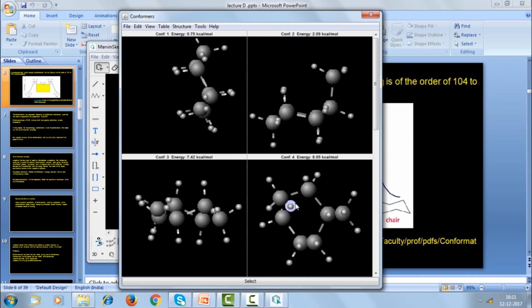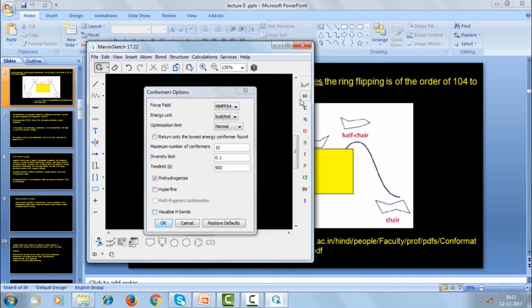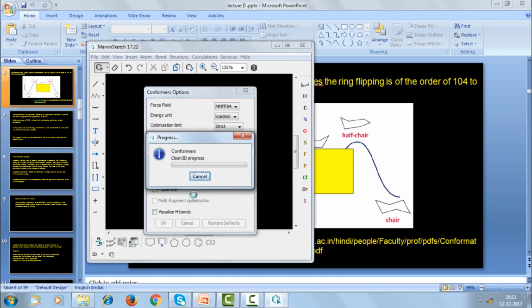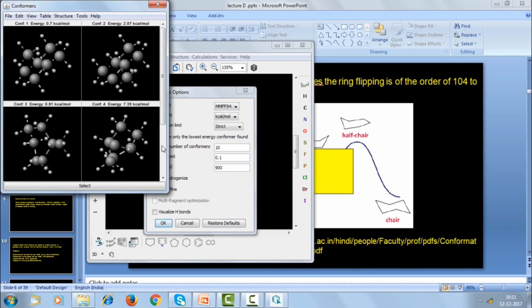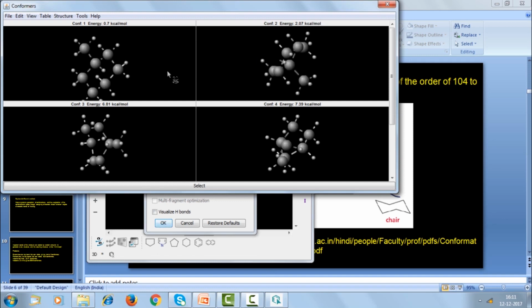So, a lot of conformers with different energy. Okay. So, if you want, we can calculate with the MMFF. Okay, MMFF energy optimization limit is normal. So, we can give a strict optimization also. So, by doing that we can see this particular conformation is quite low energy wise, energetically.